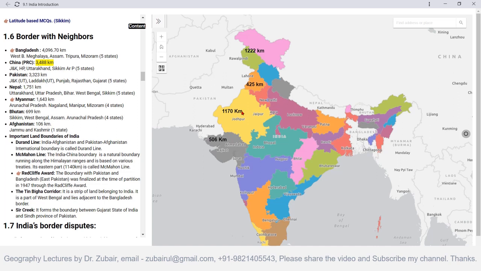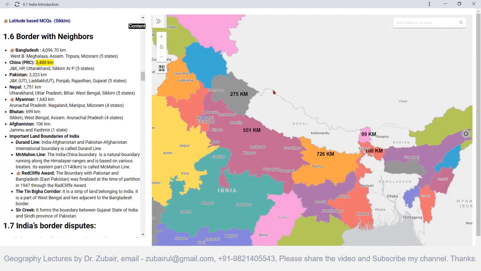So maximum border sharing, we can say now, is with Rajasthan. Why? Because this 1,222 kilometer is given combining both Jammu and Kashmir and the Ladakh region. So here also now 5 states. Let's see Nepal here. With Nepal 1, 2, 3, 4, 5. Again with Nepal 5 states are there.